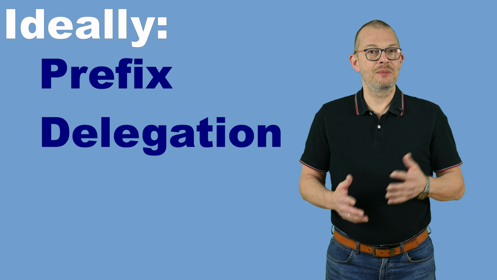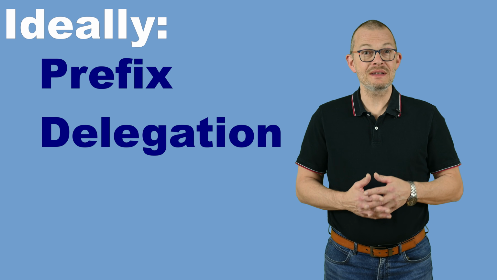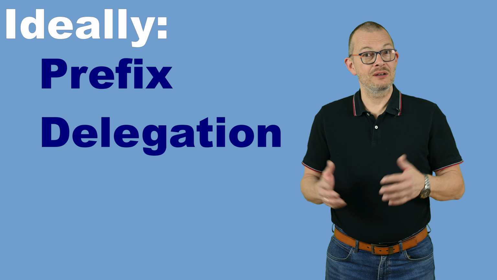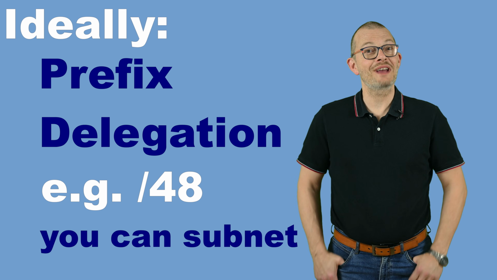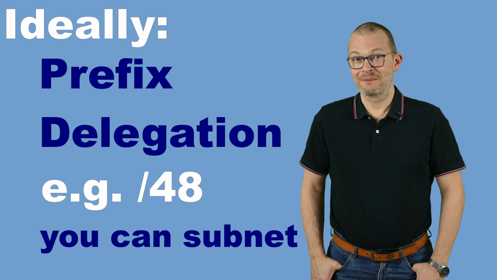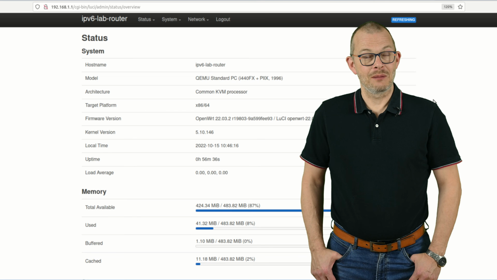In an ideal world, your ISP would delegate an IPv6 prefix to you. That means that the first 40 or 48 or 56 bits of the IPv6 address are fixed and you could do whatever you wanted with the remaining bits. How can you find out if you have prefix delegation or not? Look at the status page of OpenWrt.